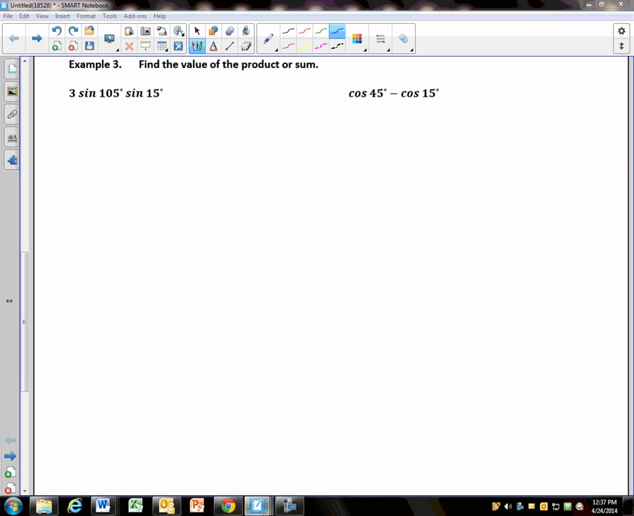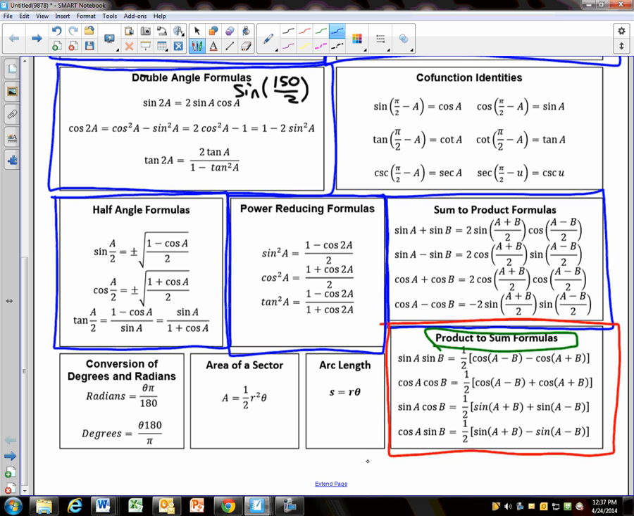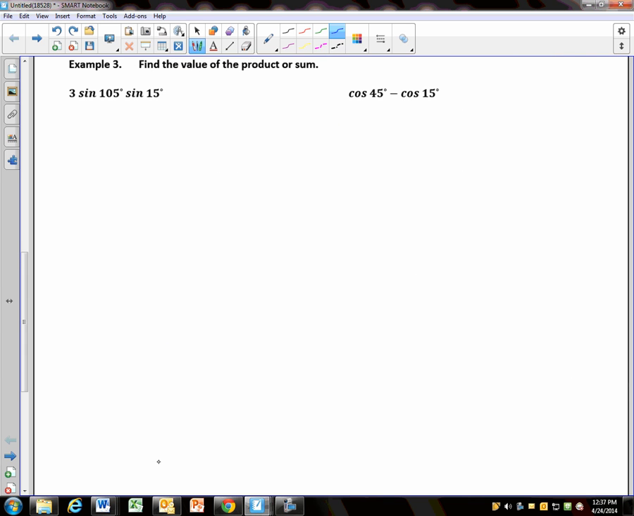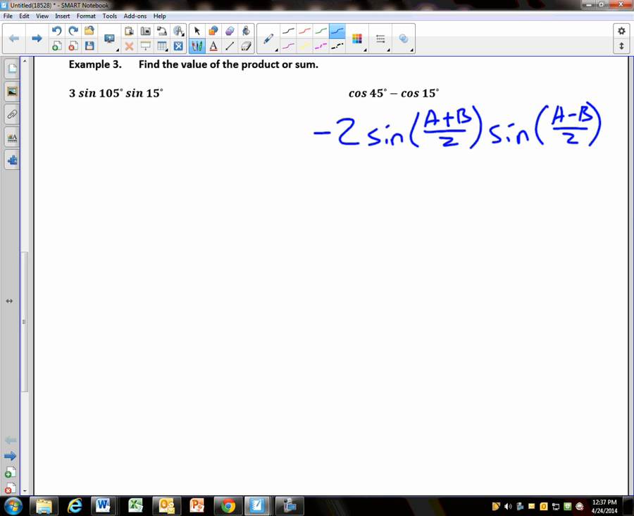So if you look at your sheet, you can see that you have cosine minus cosine. So it's the fourth one. I have a negative in front, and it's sine times sine. So we'll write it out. Negative in front, 2 sine of A plus B divided by 2, sine of A minus B divided by 2. Is that the right formula? Okay. So A is 45, B is 15.